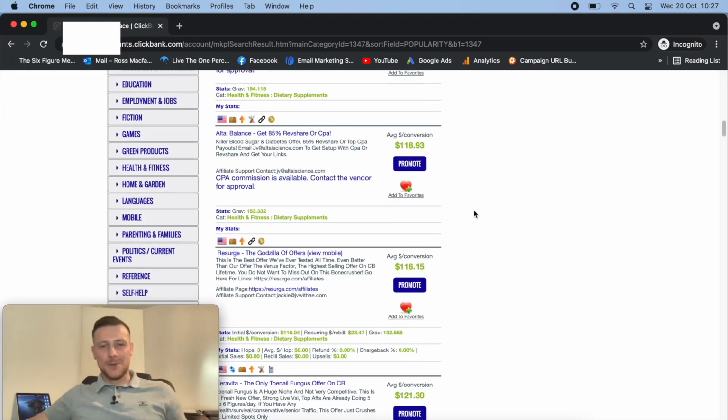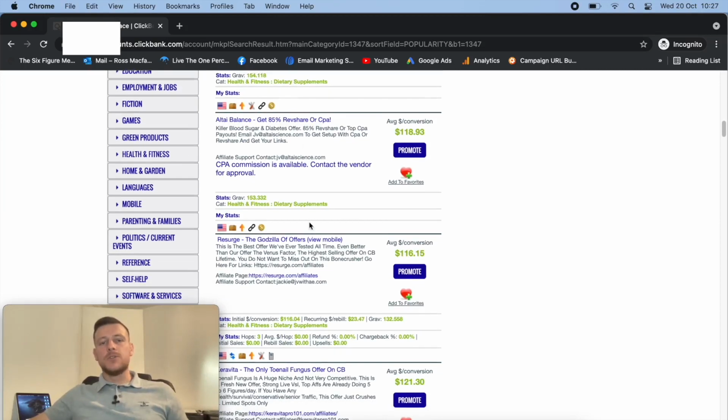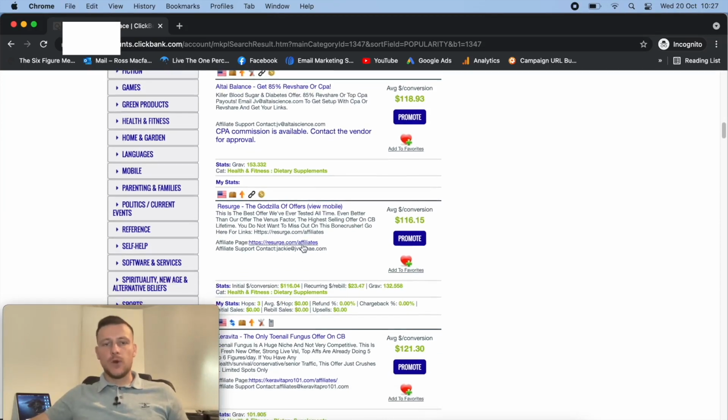I need to scroll away from that. So as you can see, most of these have got resources pages, which means that these offers are doing really well. These vendors have invested a lot of money into copywriting, into the VSLs. They've invested a lot of money into all these email swipes and stuff. And what you want to be doing is taking advantage of that.